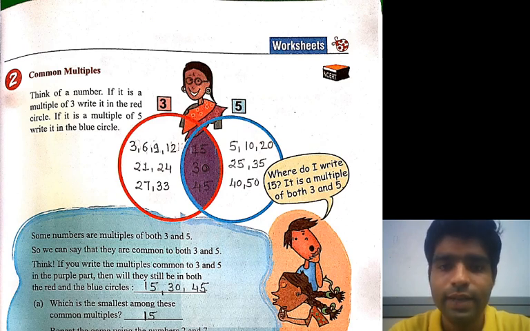This is our red and blue circle. This is our 15, 30, 45. Once again I repeat, why 15, 30, 45? Because these three numbers come in both the table of 3 and the table of 5.